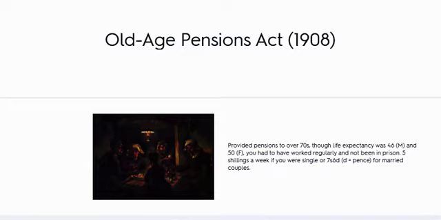Old Age Pensions Act. Provided pensions to over 70s. Though life expectancy was 46 and 50, you had to have worked regularly and not been in prison. 5 shillings a week if you were single or 7s6d for married couples.